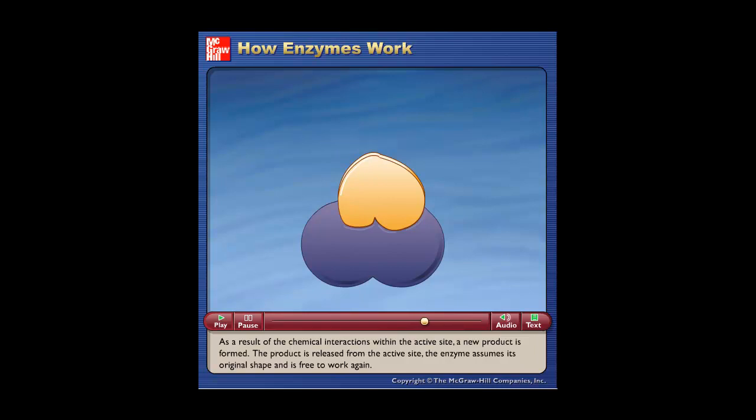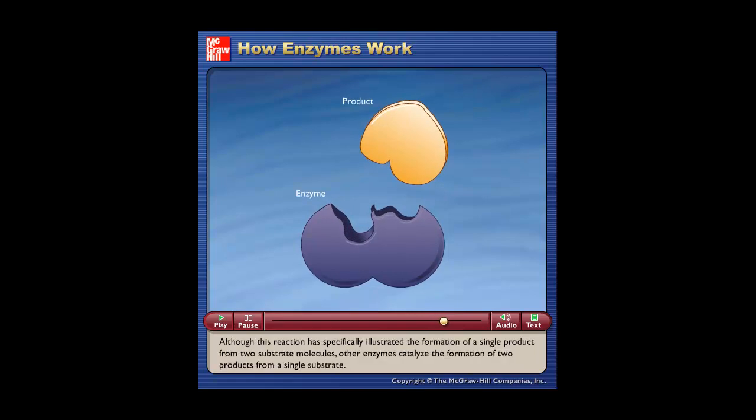The product is released from the active site. The enzyme assumes its original shape and is free to work again. Although this reaction has specifically illustrated the formation of a single product from two substrate molecules, other enzymes catalyze the formation of two products from a single substrate.